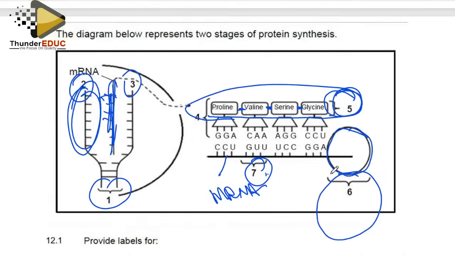Describe the translation as it occurs on organelle 6. So you describe the process of translation whereby according to the codon of the messenger, the transfer RNA with the complementary anticodon brings the required amino acid to the ribosome. The amino acids are joined together by peptide bonds to form the required protein.